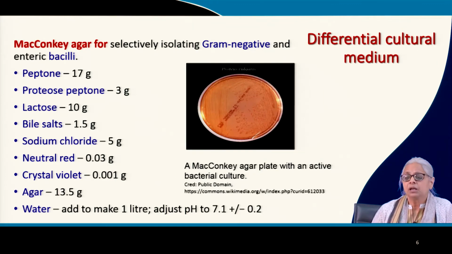Then we have what is called a differential cultural medium. Now you can use different types of culture media for isolating a large number of bacteria. So for example, like I said, you want to look at gram-negative bacteria, or you want to look at enteric bacteria, or some other type of bacteria. Then you have certain types of agars that are designed for culturing those types of species.